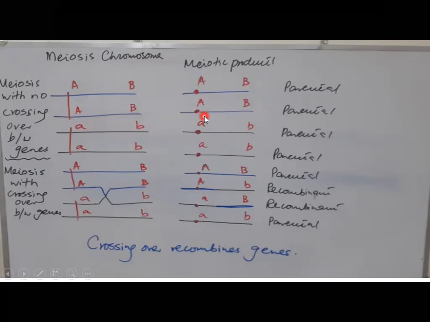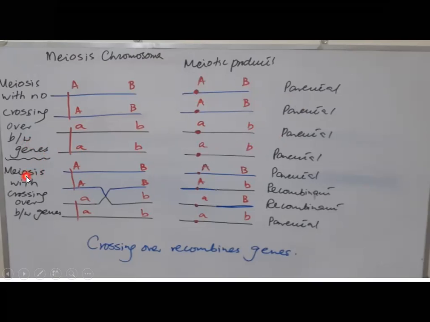This is showing the parental type. The chromatids are separated at the point of the centromere. This is the centromere. And after separation, these products all have the parental types because they have not undergone crossing over.